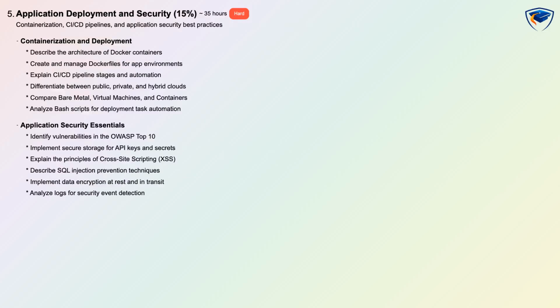Application deployment and security is 15% of the exam, focuses on containerization, CI/CD and security best practices, and is rated hard with an estimated learning time of 35 hours and assessment type scenario-based. You will learn Docker architecture, how to write and manage Dockerfiles, pipeline stages for CI/CD, differences between public, private and hybrid clouds, and deployment choices between bare metal, virtual machines and containers.